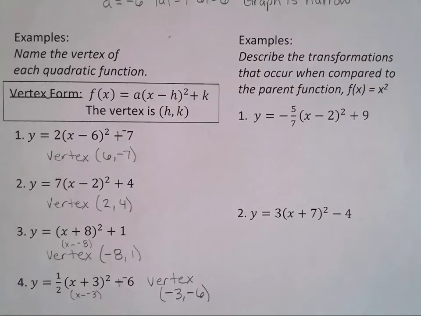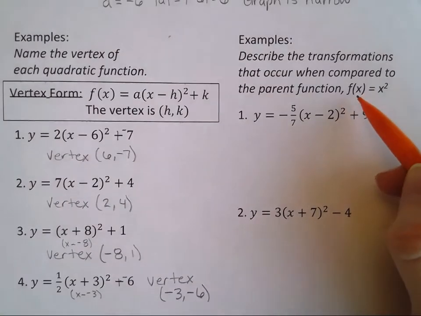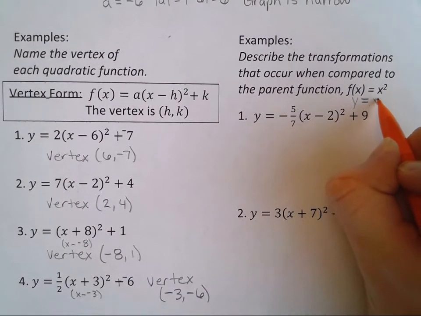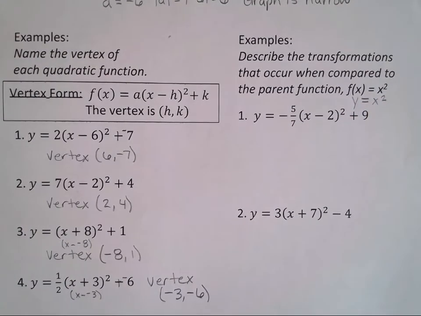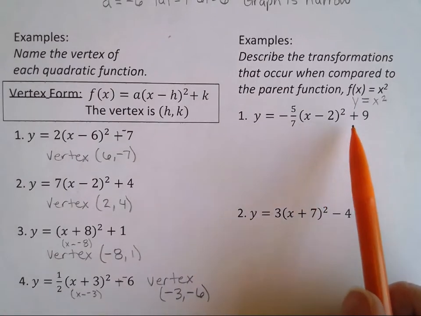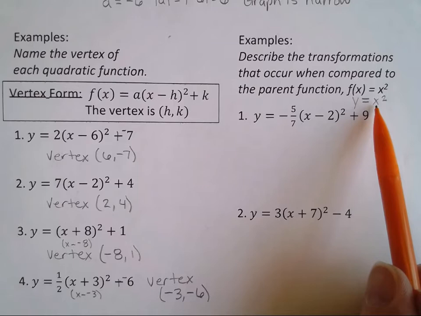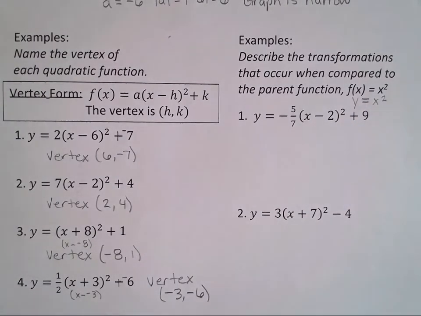Lesson 6.2 notes. We're going to describe the transformations that occur when compared to the parent function f of x equals x squared. Remember, f of x and y are the same, so this could be written as y equals x squared. Notice in the problem there are several things different compared to the function y equals x squared. We will identify each part and describe what occurs to the graph.